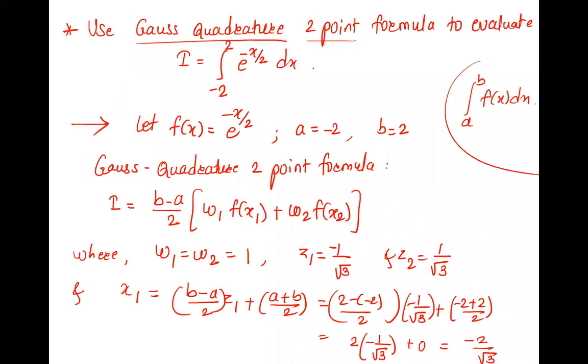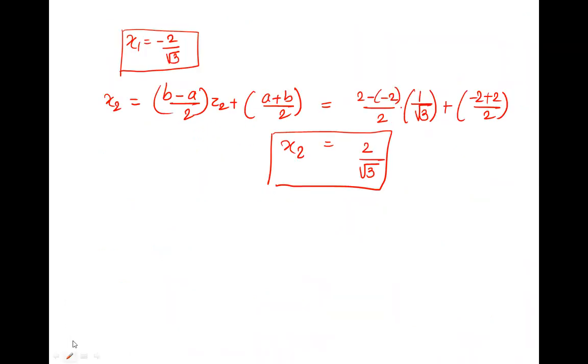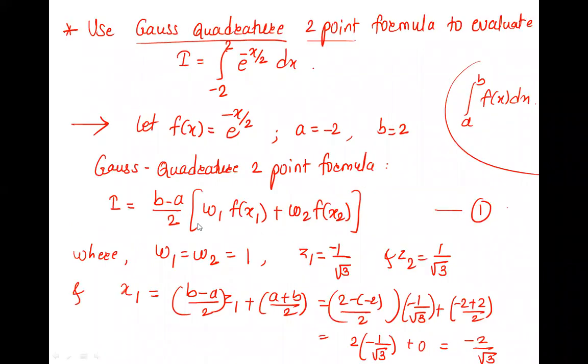Okay. So we have the Gauss quadrature formula. We'll call it 1. Now we have W1 also, W2 also, and x1, x2. This also we have. Right. So therefore equation 1 becomes I is equal to (b minus a) by 2 into W1. b is 2, a is minus 2, by 2 into W1. What is W1? 1. W1 is 1, here we have written.